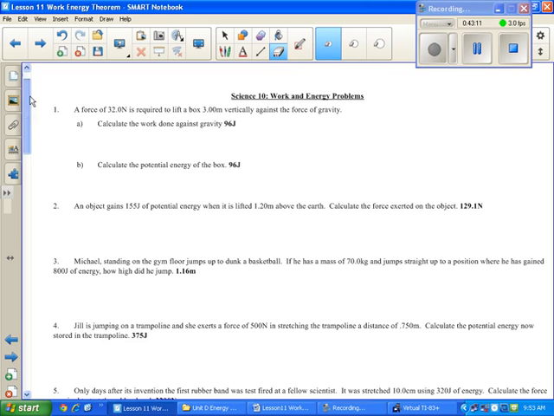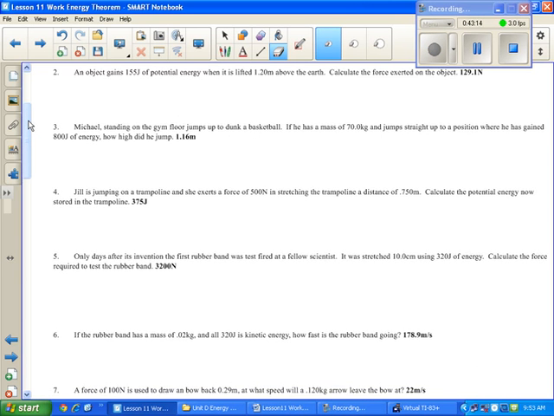Had a number of people coming and asking about number 3, so I'm just going to quickly go through number 3. Okay, so we got this person standing on the gym floor, and they jump straight up to dunk a basketball. They have a mass of 70 kilograms. They have 800 joules of potential energy. If we're going to assume this gym is on Earth, where all gyms as we know it are located, g would be what?